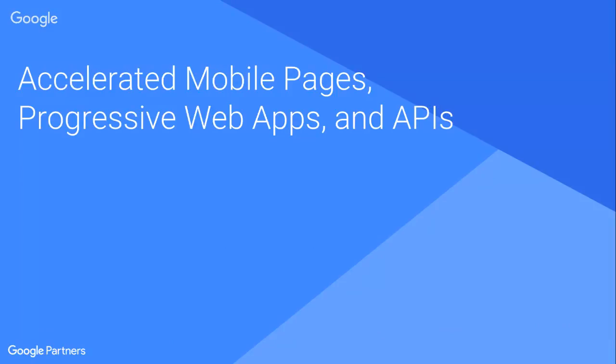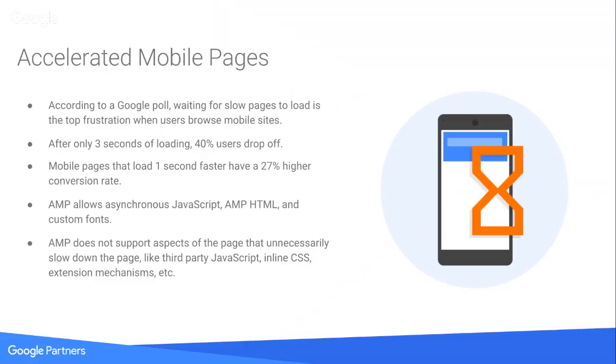Accelerated mobile pages, progressive web apps, and APIs are going to be our next topic. Similar to low page speed, slow loading can cause users to drop off. According to a Google poll, waiting for pages to load is the top frustration for mobile users. After only 3 seconds of loading, 40% of users will drop off. On the other hand, mobile pages that load 1 second faster are seen to have 27% higher conversion rates than the ones that don't.